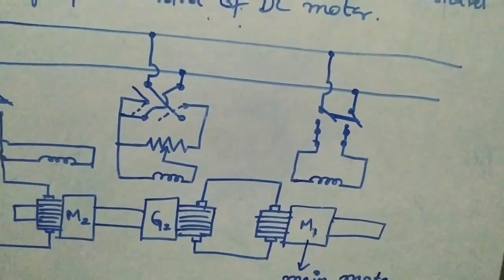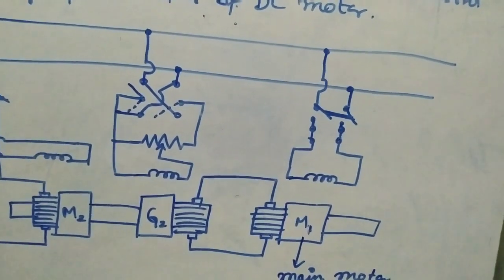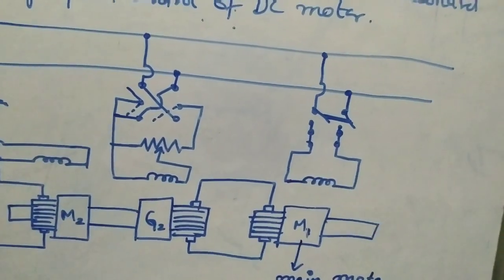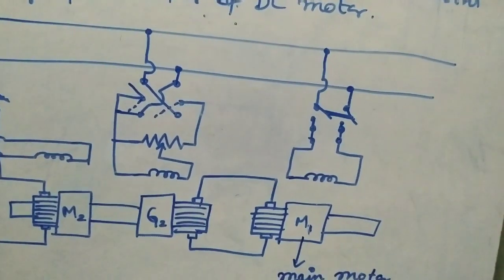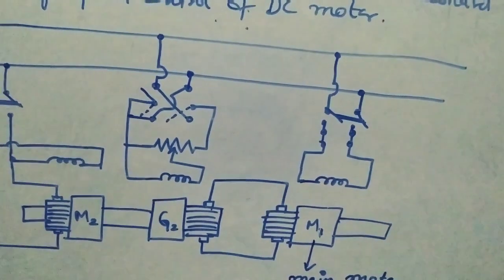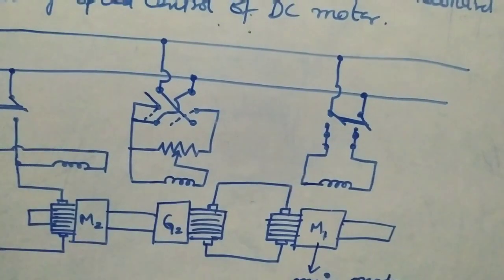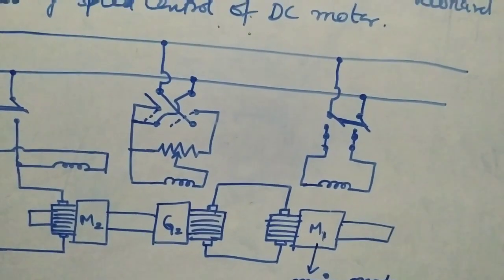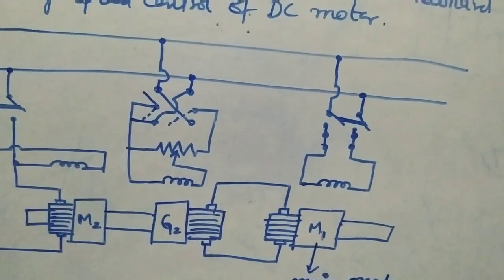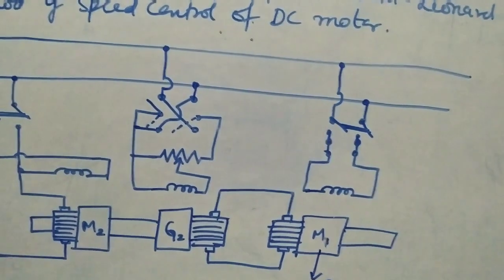And the modified version of a Ward-Leonard system is called a Ward-Leonard Ellinger system, wherein a flywheel is used in addition to the motor generator setup. That is also used in order to reduce the fluctuations in the power demand from the supply. So whenever the load on a main motor is suddenly increased, then the driving motor M2 from the motor generator set is going to slow down. So thus the inertia of a flywheel is used to supply part of the overload.